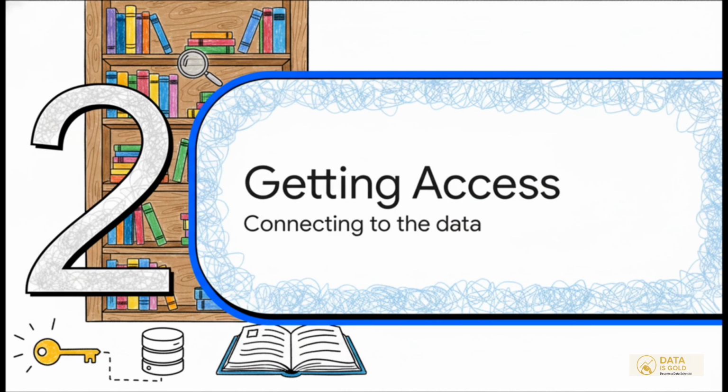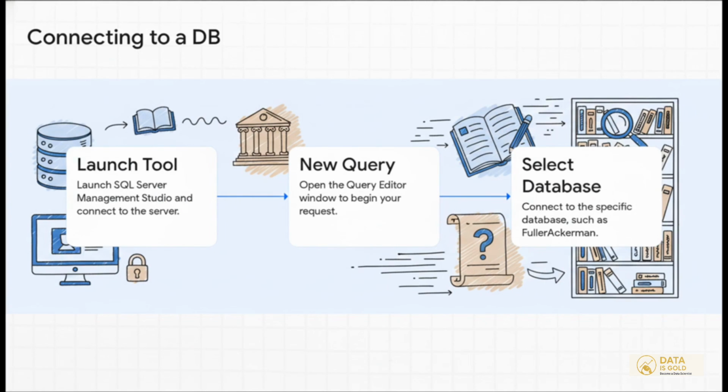So how do we actually get that access? How do we get our request form ready to go? Well, this next section is all about those first practical steps. It's really just a straightforward three-step process. First, you open up your management tool. Think of this as walking up to the library's main desk. Second, you open a new query window. That's you grabbing a blank request form. And third, you choose the exact database you want to search. This is you telling the librarian, hey, I need you to look in the history section.